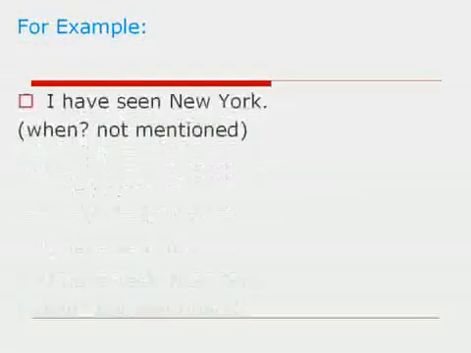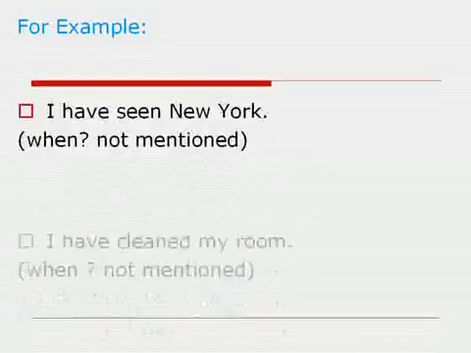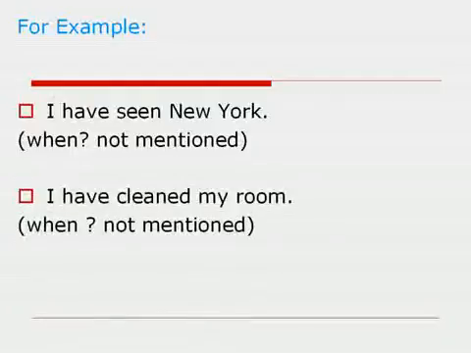It means that when you want to tell that something happened in the past and time is not important to be mentioned, you are focusing on the action and not the time, you will use present perfect tense for that. For example, I have seen New York. When? Not mentioned. I have cleaned my room. When? Not mentioned. So you can see that in both of the sentences we did not mention any time.